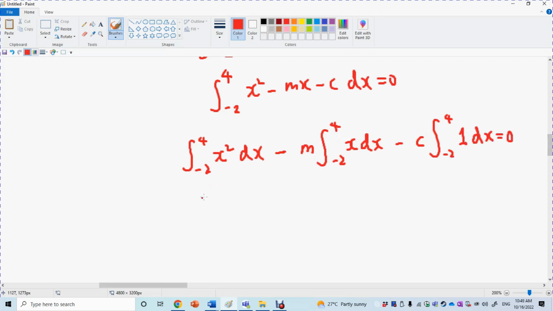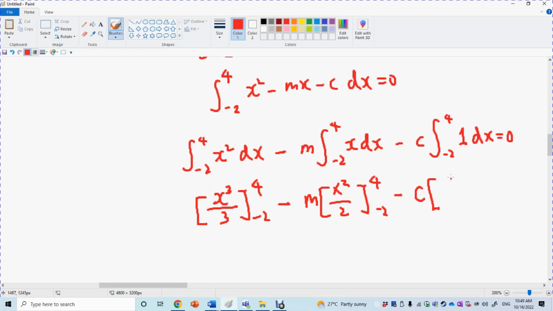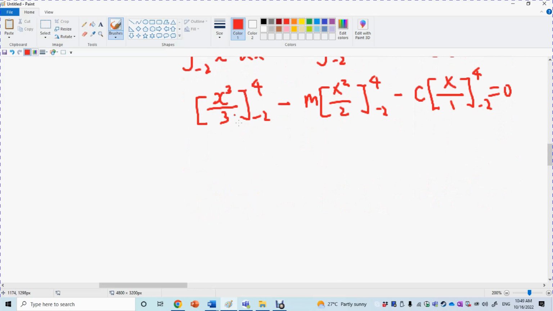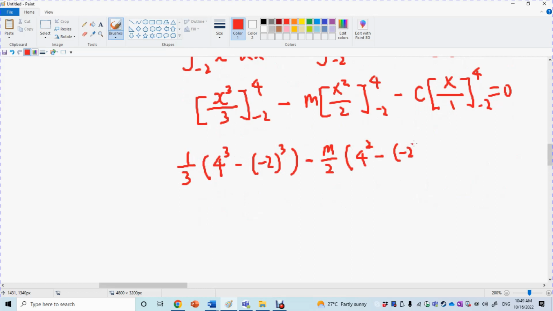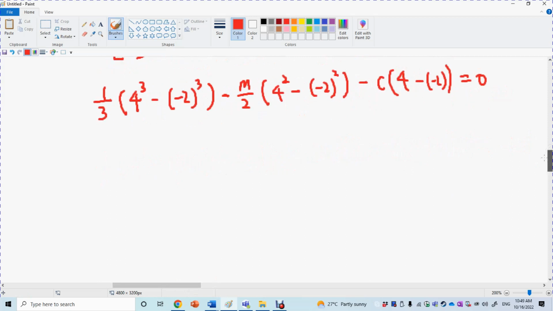The first integration, we understand, should be x cubed over 3 from minus 2 to 4. The second one should be m times x squared over 2 from minus 2 to 4, minus c times x over 1 from minus 2 to 4, equals 0. What will be your first one? You put that 1 over 3 out, and you have 4 to the power 3 minus 2 to the power 3, minus m over 2 times 4 squared minus 2 squared, plus c times 4 minus 2, equals 0.